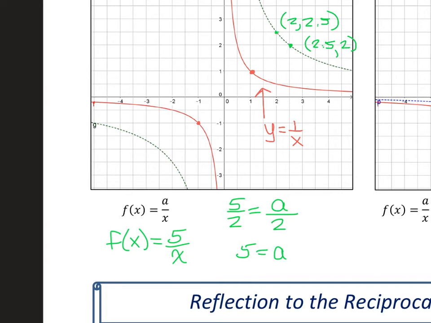Now it's important to note that this stretched reciprocal function has not been translated. So the vertical and horizontal asymptotes are going to remain the same between both the parent and the stretched version. So it's going to be the axes, the x and y axis. So nothing's changed from our excluded domain or range.